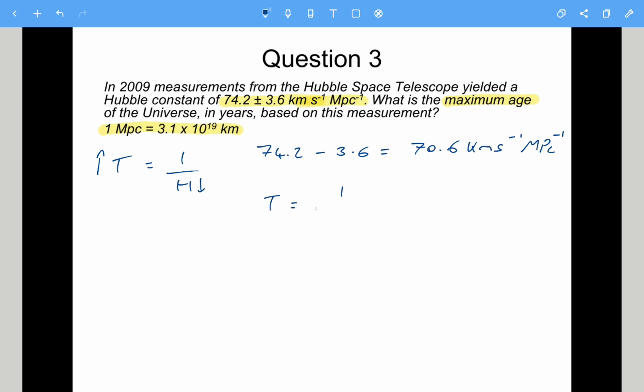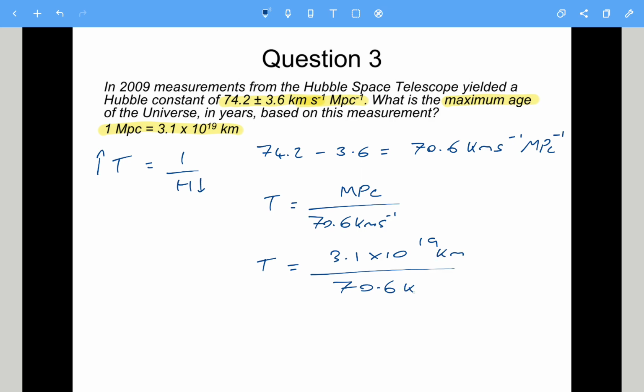So T is 1 over H. So age is 1 divided by 70.6 kilometers per second per megaparsec. So we take the megaparsec up to the top and then put the numbers in. So we've got how many kilometers in a megaparsec, which is useful. So that's 3.1 times 10 to the power 19 divided by 70.6. That's in kilometers, that's kilometers per second. Kilometers cancel. So we're left with age.